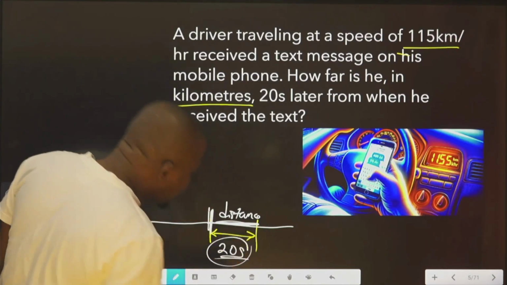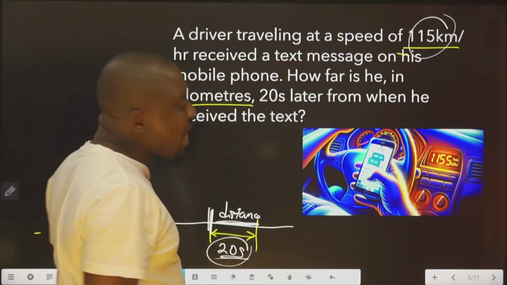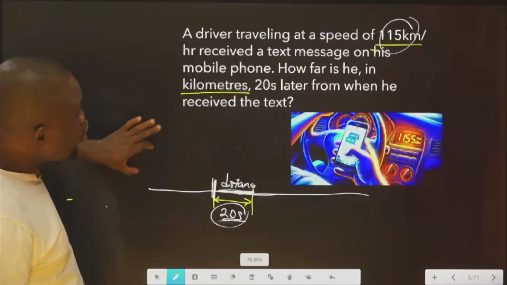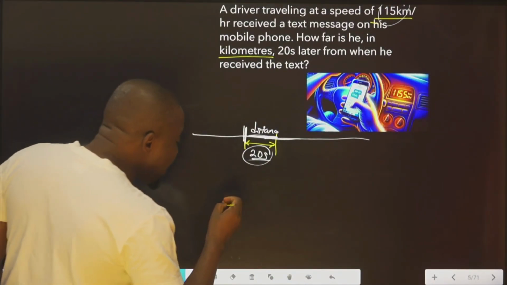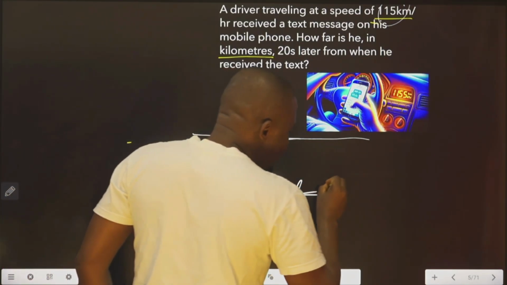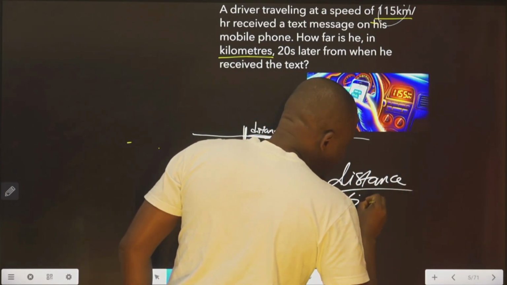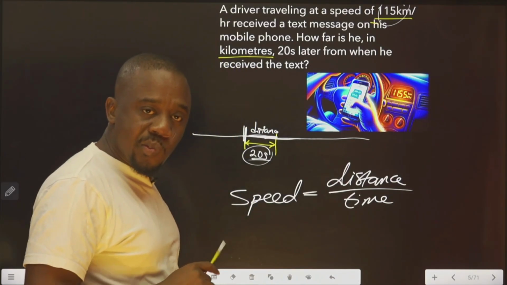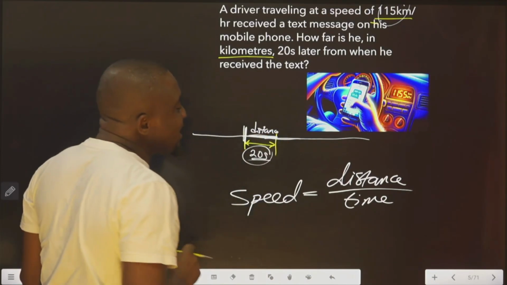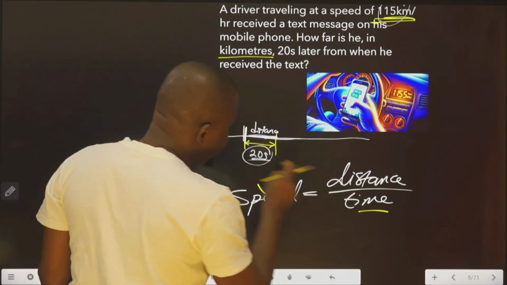We know the time. We know the speed at which he was driving. He's still driving continuously. You will agree with me again that speed is distance over time. Now, we want distance. We are looking for distance because we know this, we know this.